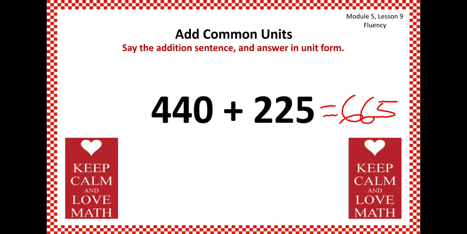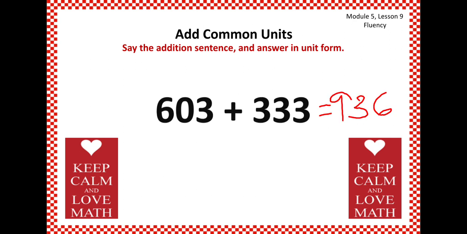Alright, the same way, let's say the answer of this expression now in unit form. 665 in unit form is 600, 6 tens, and 5 ones. Okay, let's say the answer now in unit form. This is, I know you can do this. Alright, 9 tens, yes, 900 rather, 900, 3 tens, and 6 ones.